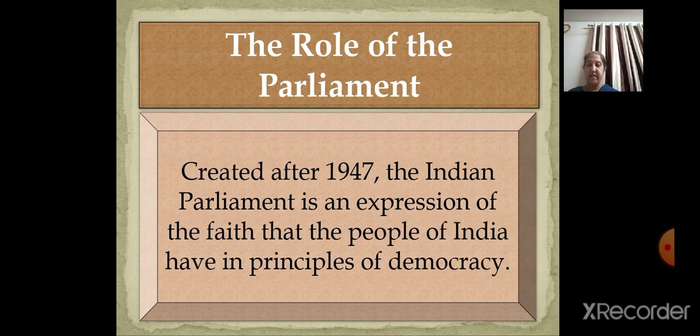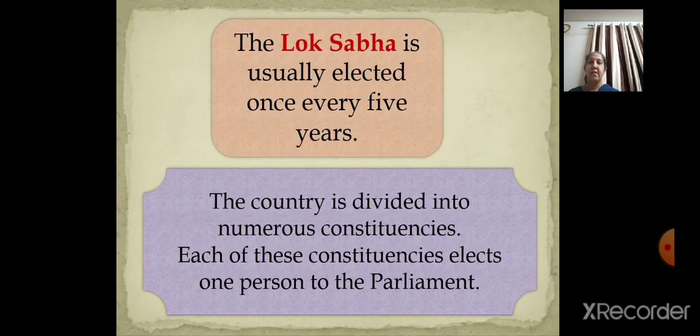The election is done to the parliament. It is held in a similar manner as that done for the state legislature. Lok Sabha is usually elected once every 5 years. The country is divided into numerous constituencies, and each of these constituencies elects one person to the parliament.